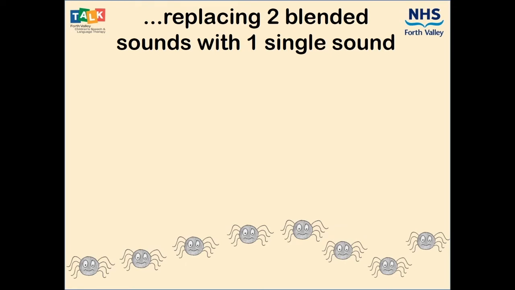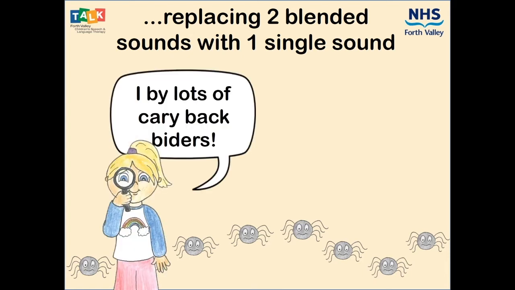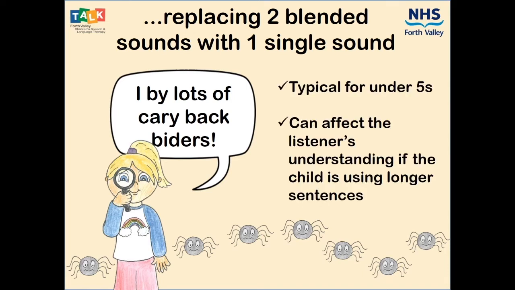We mentioned blended sounds earlier, and children often replace two blended sounds with a single sound. For example, "I buy lots of scary black spiders", so "spying lots of scary black spiders" has become a little bit simplified. Again, this is common for the under fives, and it can make it harder to understand the child, particularly when they're using longer sentences and there are more words to listen to and understand.